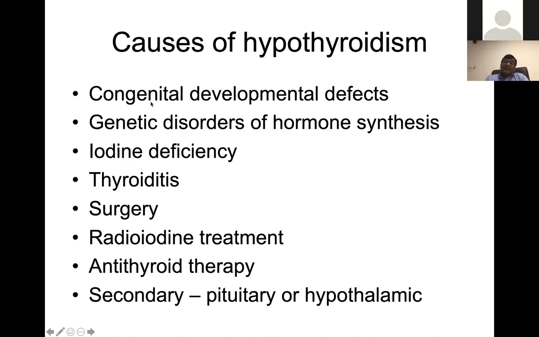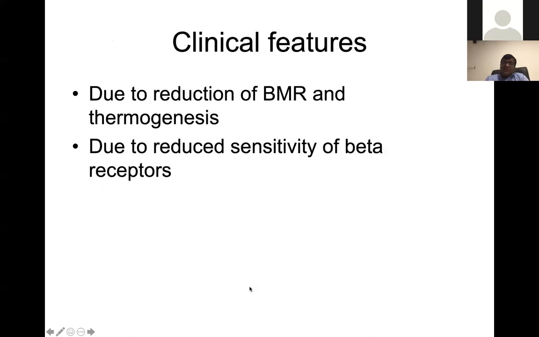But then there are rare ones like congenital developmental defects, genetic disorders of synthesis, after surgery if not replaced properly, after radioactive iodine treatment if not properly replaced, and antithyroid therapy, where sometimes patients just don't comply with the follow-ups. They go on taking medications, and they come with severe hypothyroidism. Sometimes patients who have had pituitary surgery, pituitary radiation, or hypothalamic damage can have secondary hypothyroidism.